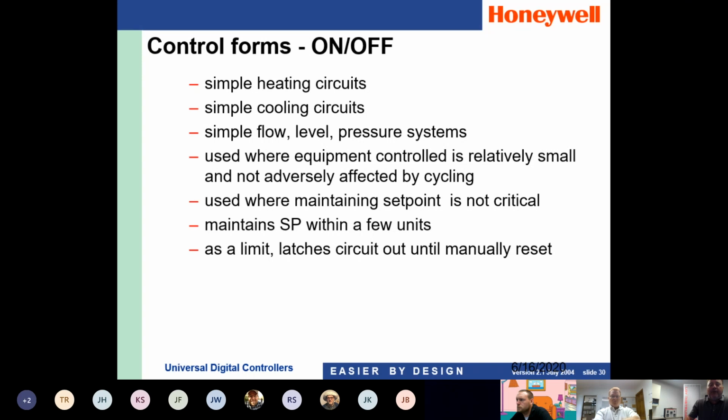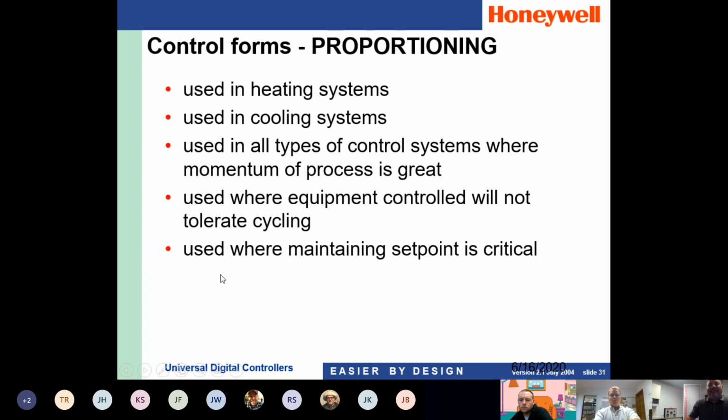You also use on-off if you have a limit controller on your process, which needs to be Factory Mutual approved with a manual reset. This would be more of a safety type of system versus a control system. But the simplest form is on-off at this point. We'll keep it at that.